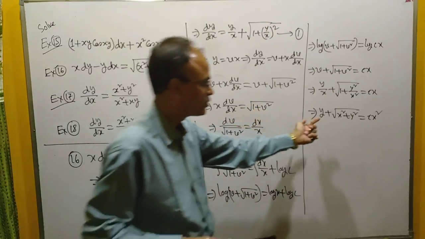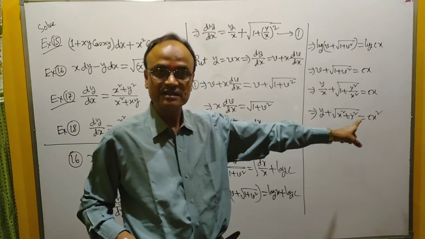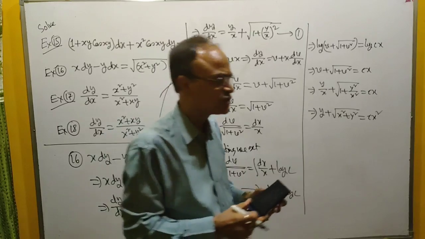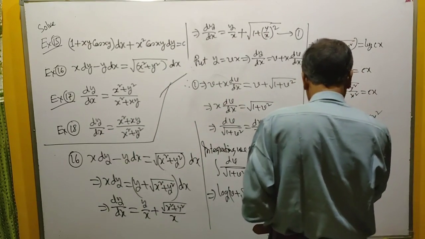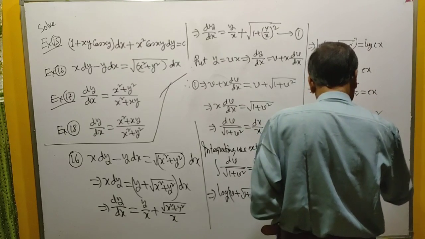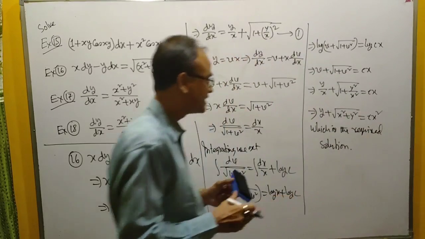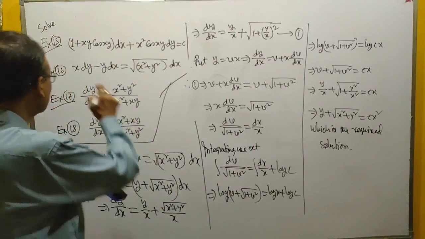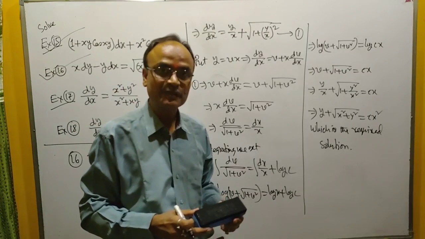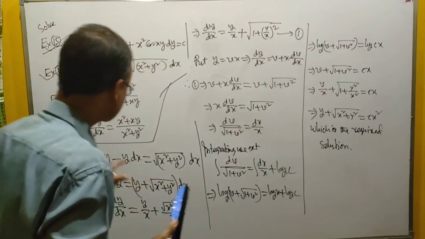We have got the relation between x and y with an arbitrary constant c. This is the solution, the required solution of the given differential equation. Therefore, we have solved question number 15 and also question number 16. Now, let us try to solve question number 17.